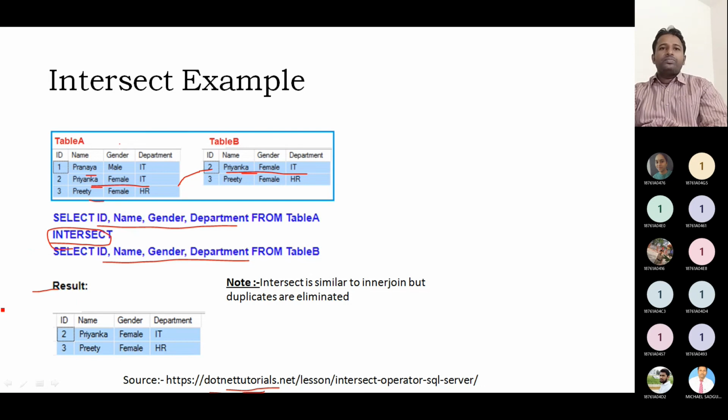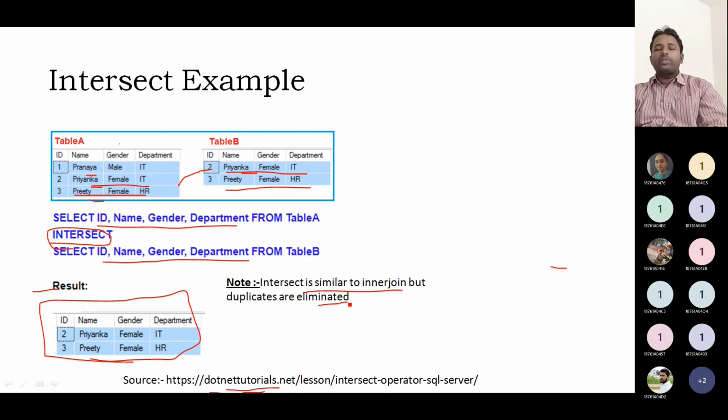Okay, so sorry, Preeti is also common. Okay, Preeti female HR. So those two rows are displayed as output as a result over here. Okay. But here intersect is similar to inner join. Intersect is similar to inner join, but duplicates are removed.